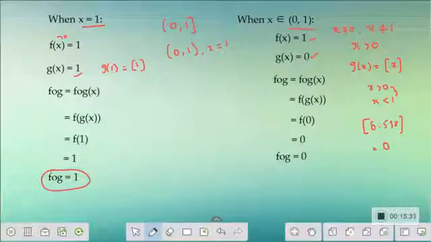So on this board we conclude f composite g is equal to 1 when x is equal to 1, whereas f composite g is equal to 0 when x lies between 0 and 1, that is the open interval 0 and 1. Now let's discuss what values g composite f is going to take in these two cases.